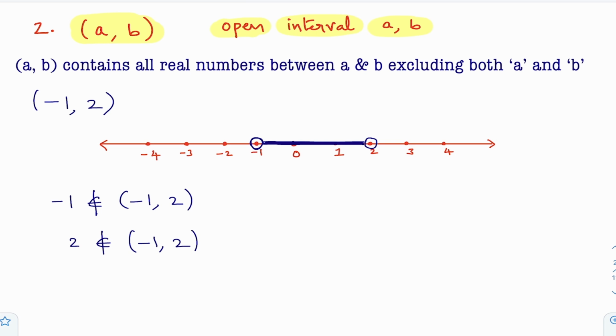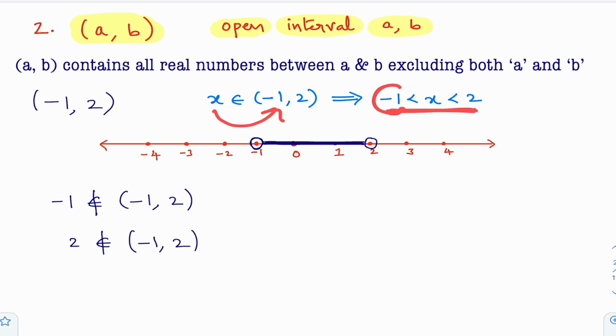Similarly, you see here, if you saw this notation, x belongs to open interval minus 1 comma 2. How do we write this? We write like this. Here it is open interval. In this, minus 1 is not included. So we write it as minus 1 strictly less than x strictly less than 2. If x belongs to this interval, then we'll write like this. This indicates that x lies in between minus 1 and 2. Minus 1 is not included. 2 is also not included.